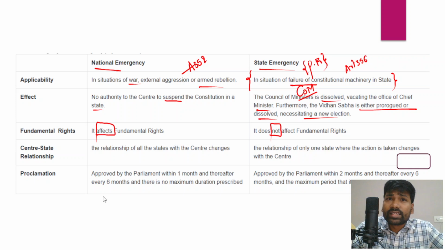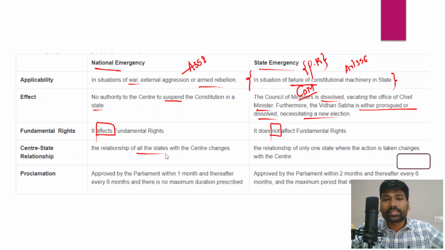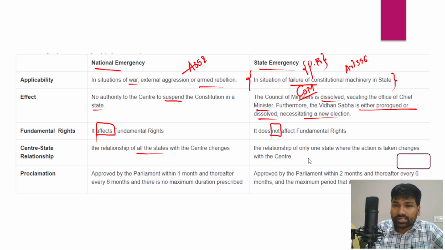And after that, the center-state relationship should also be understood from the national emergency perspective and also the state emergency perspective. When we talk about the center-state relationship, the relationship of all the states with the center changes with respect to national emergency. And when we talk about the state emergency, the relationship of only one state where this presidential rule has been imposed changes, its relations with the center change.